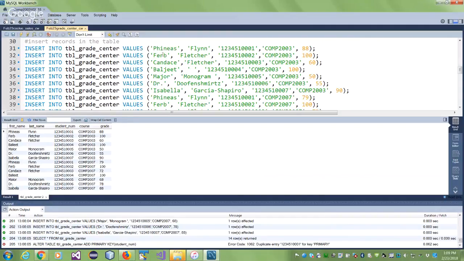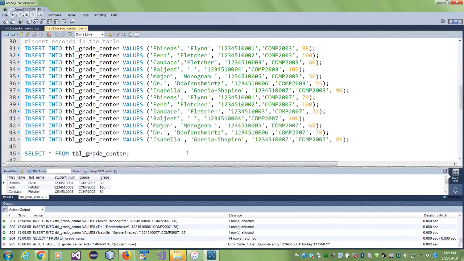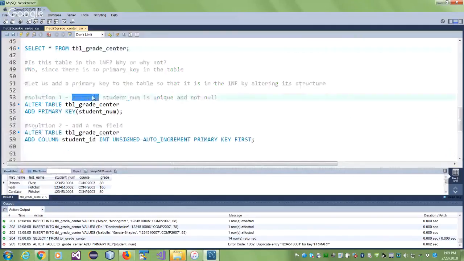So I will have to comment that out. But I'll leave it there, okay? Because I did say, assuming if, there is a big if here. Write it in capital: if student number is unique and not null, which it is not. It's not in this table. We know it is a unique field, but it's not in this table. So I can't use this.